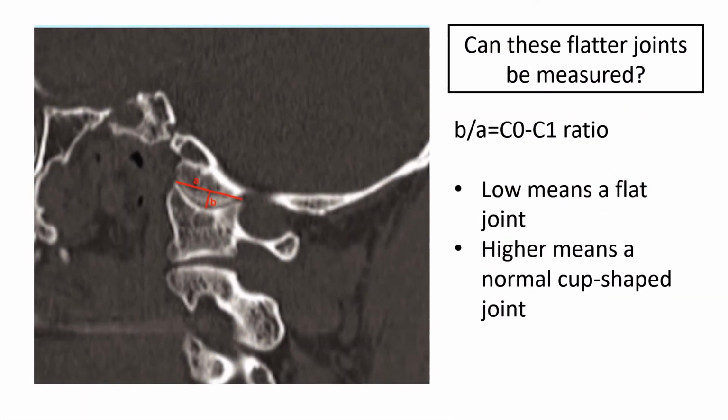So these flatter joints can be measured, and they looked at a ratio in one of the other papers that was cited that I looked into. And it's a pretty simple ratio to do. It's basically getting into the middle of the joint as best you can on an MRI or CT scan slice, and measuring the length of the joint versus the depth and just dividing those two. A higher number means a normal cup-shaped joint. A low number means a flatter joint.